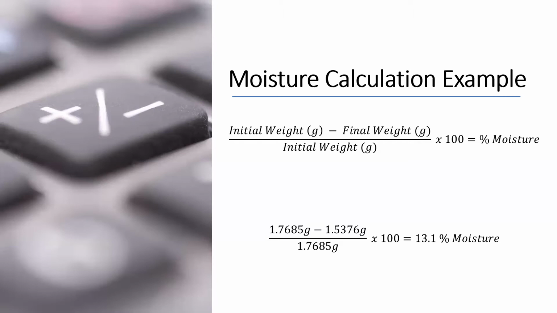As you can see, the final weight of 1.5376 grams is subtracted from the initial weight of 1.7685 grams, which gives a result of 0.2309 grams. That value is then divided by that initial weight of 1.7685 grams, which is 0.131. To convert this result to percent, it is multiplied by 100, and you get a moisture content of 13.1%.